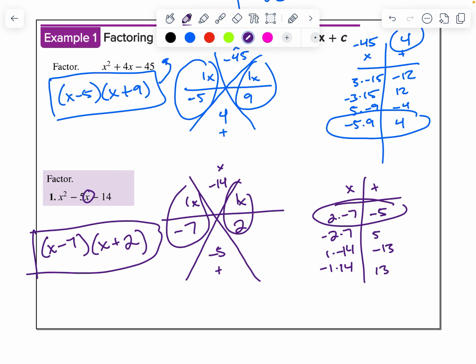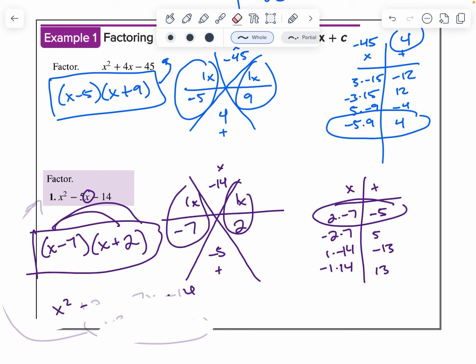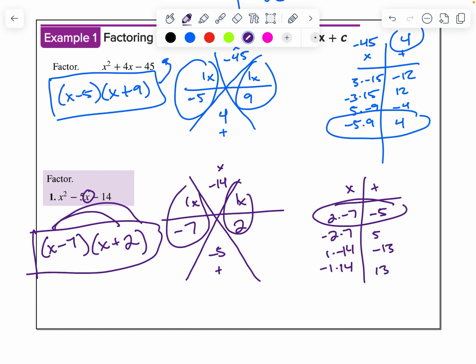If I wanted to check my answer, I could distribute or FOIL these back. That would give me x squared plus 2x minus 7x minus 14. You can check me here. That gives me x squared minus 5x minus 14. And notice that that gives me what I started with. So that's the way that you check these answers, is you can distribute them back and make sure you get what you started with.